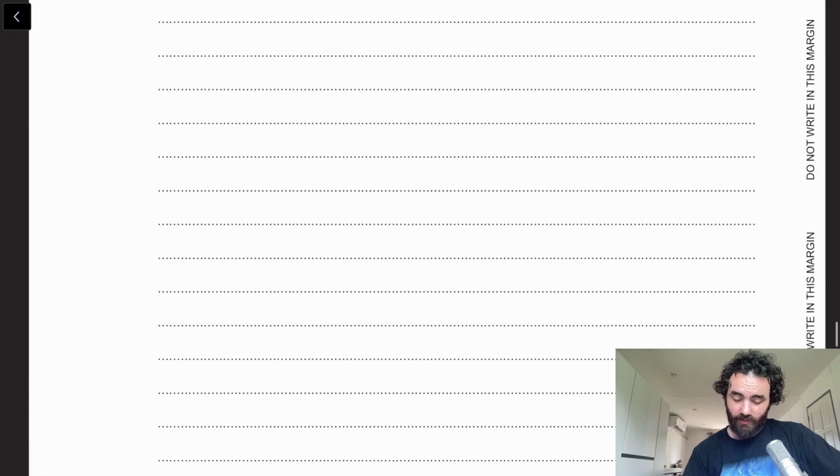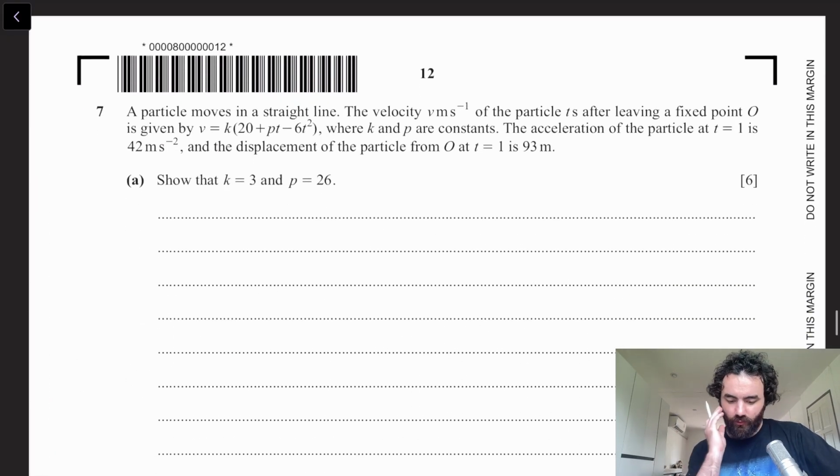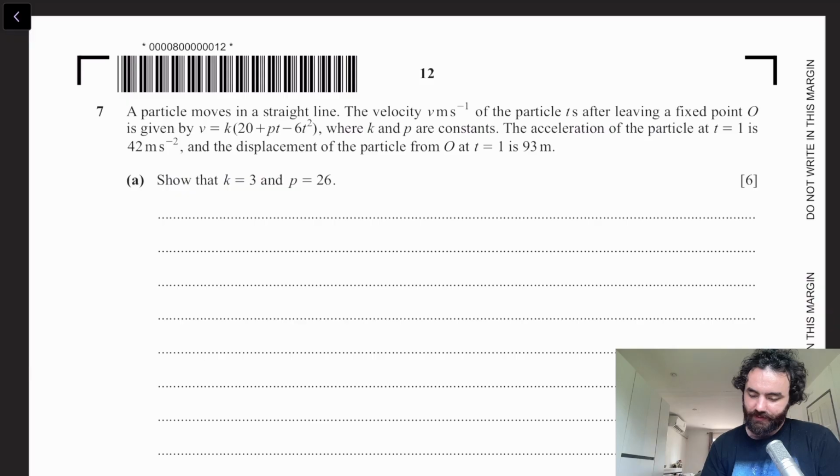1, 2. Oh, it's another really big one. A particle moves in a straight line with the velocity v of the particle at t seconds after leaving a fixed point O given by this. k and p are constants. The acceleration of the particle at t equals 1 is 42 meters per second squared. The displacement of the particle from O at t equals 1 is 93. Show that k and p are this.